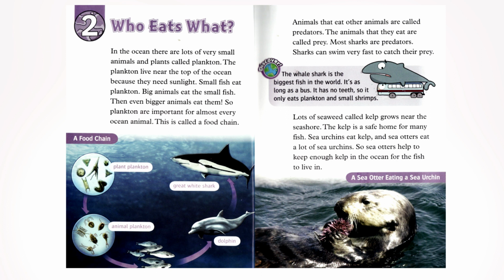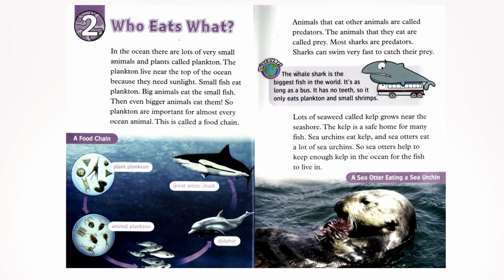Chapter 2. Who eats what? In the ocean, there are lots of very small animals and plants called plankton. The plankton live near the top of the ocean because they need sunlight.